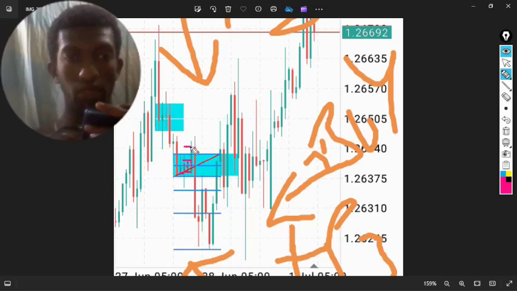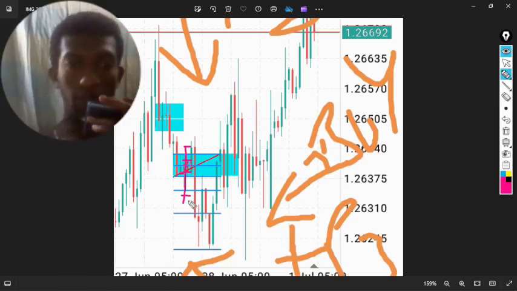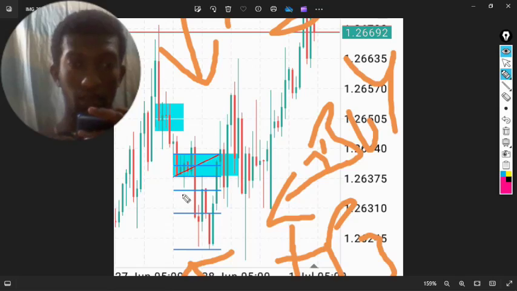Am I gonna buy that one? No, I am not. I am only buying the retesters, and only if I see a wick or a bullish candle down there. Okay, right there, putting my stop loss down there, targeting TP2. Where is TP2? We already broke the upside, so TP2 is gonna be up there.